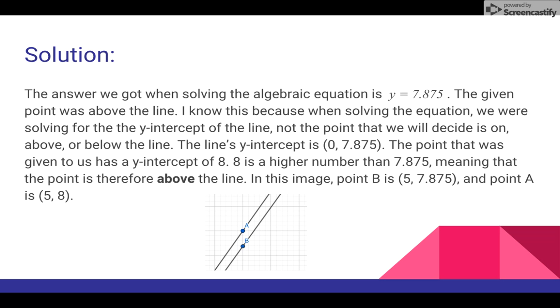The key idea to this problem is finding whether a given point is on, below, or above the line that you have to find when solving an algebraic expression or equation. Thank you for watching.